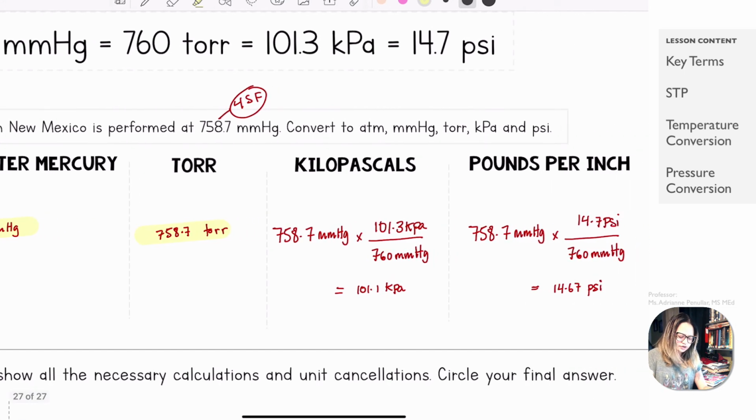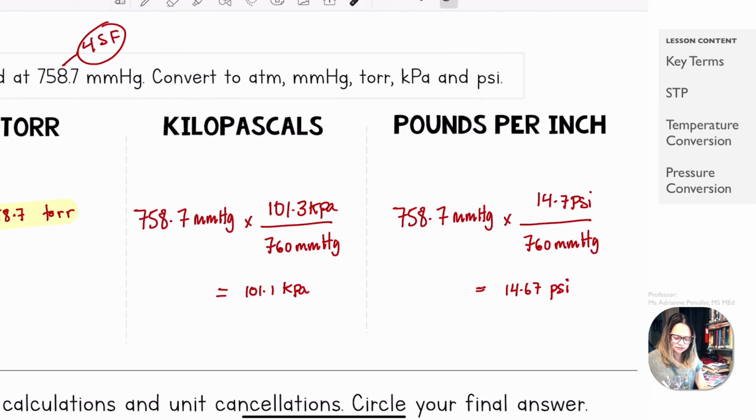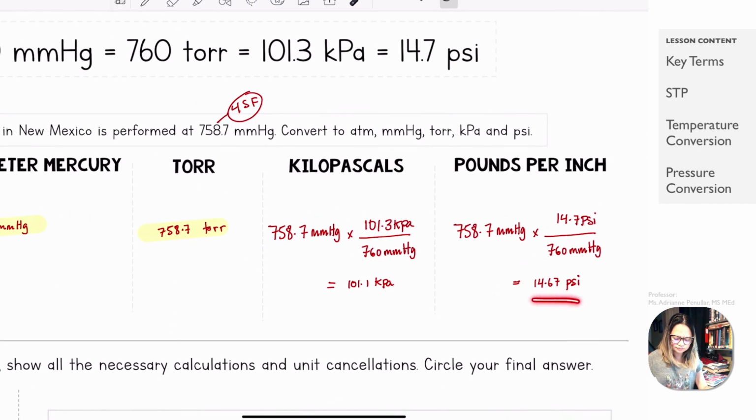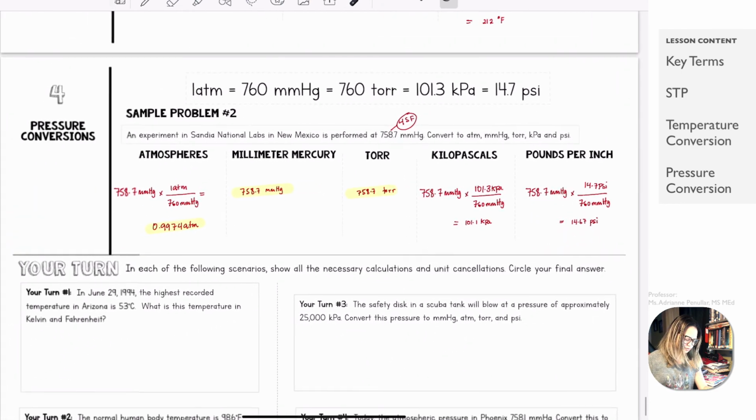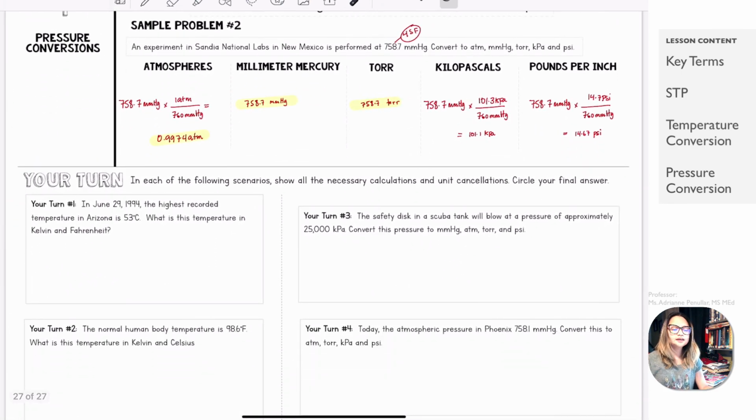For kilopascals, the bottom is still going to be 760 because I want to cancel out the millimeters of mercury. And I'm going to have what I want, kilopascal, kPa, with the number 101.3 on top. And I'm going to get 101.1. The same logic applies with the other one, 758.7. 14.7 is going to be on top because I'm looking for pounds per square inch, and then 760 is also going to be at the bottom. Then I'm going to get 14.67 psi. We're going to do some more calculations in class, but for right now, here's your introduction to conversions of units of temperature and pressure.